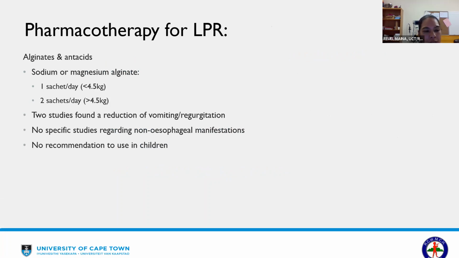Pharmacotherapy for LPR, we can use alginates and antacids. Alginates are available for children, sodium or magnesium alginate, and here for patients less than 4.5 kilos, we use about a sachet a day, and greater than 4.5 kilos, you'll use 2 sachets daily in divided doses.